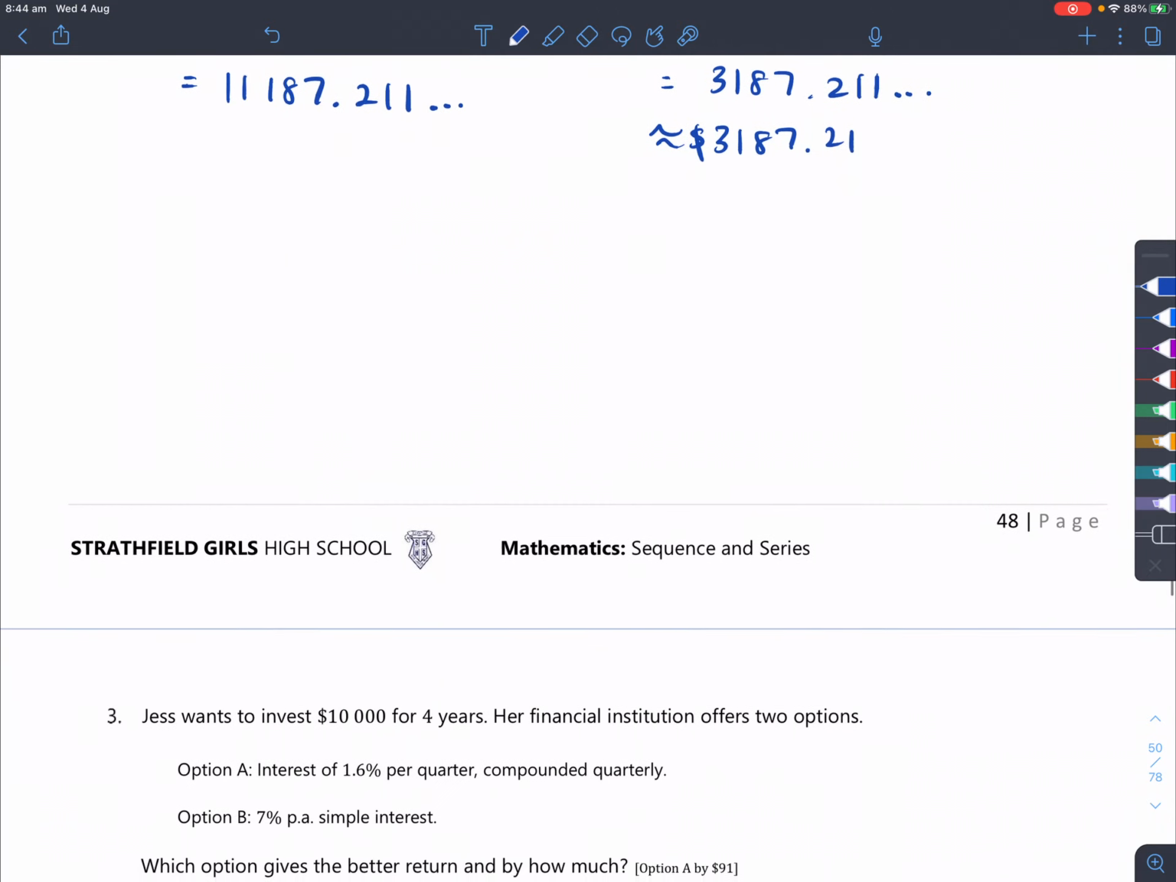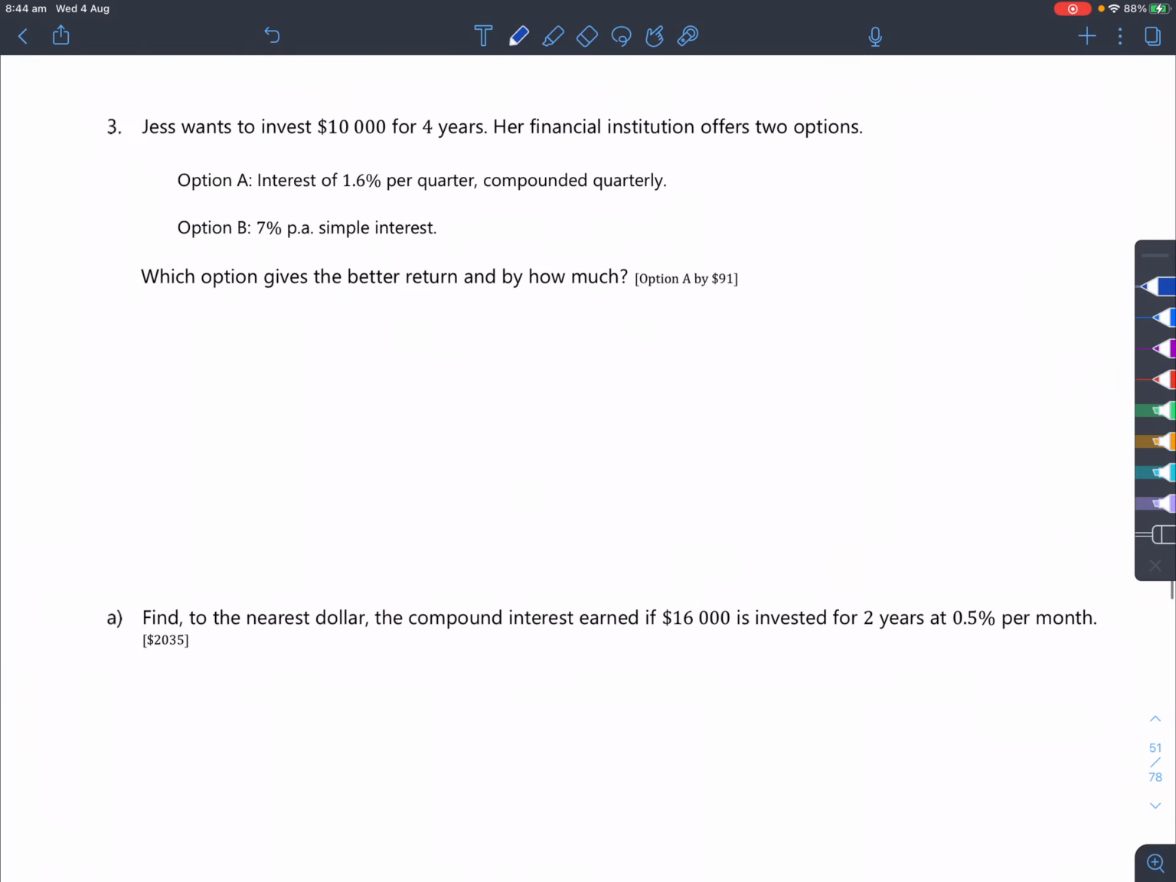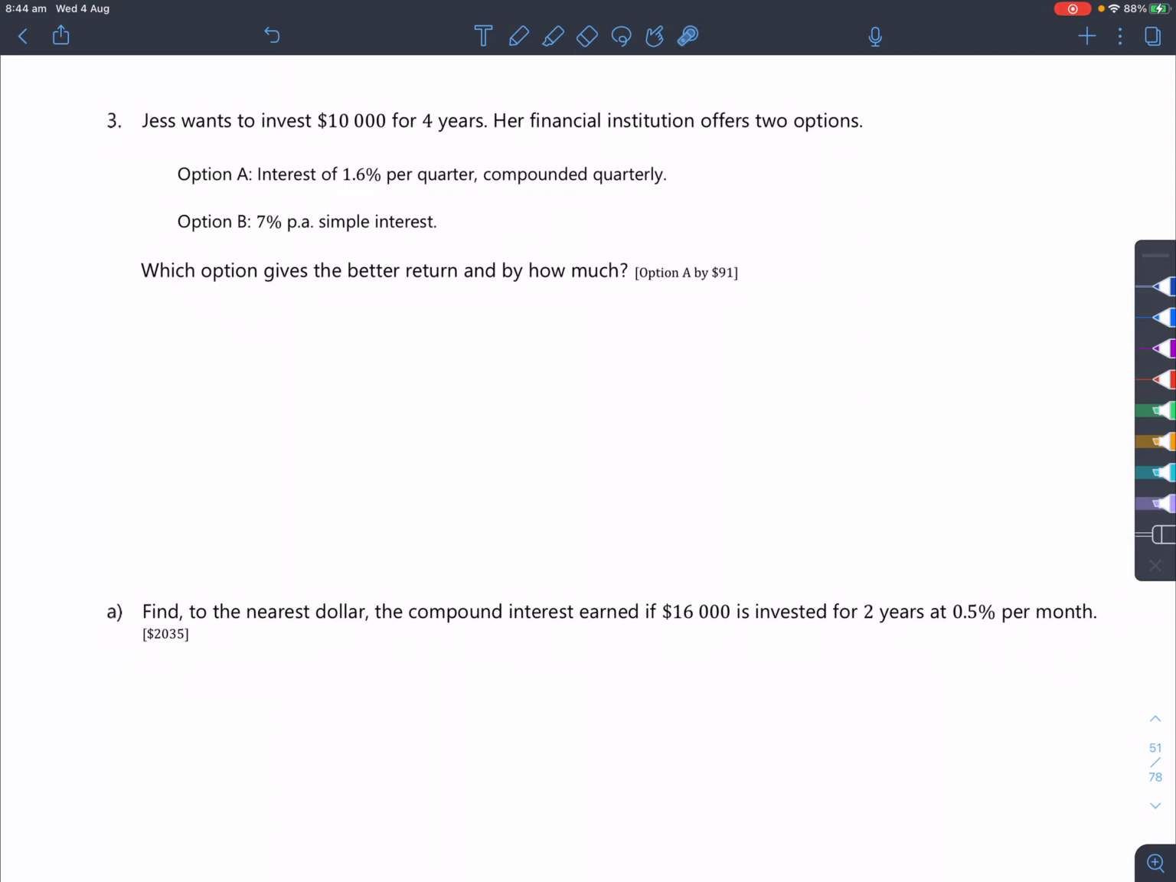Okay. Moving on. Question 3. Jess wants to invest $10,000 for 4 years. Her financial institution offers 2 options. Option A, which is interest of 1.6% per quarter compounded quarterly, and option B, 7% per annum simple interest. Which option would give the better return and by how much?